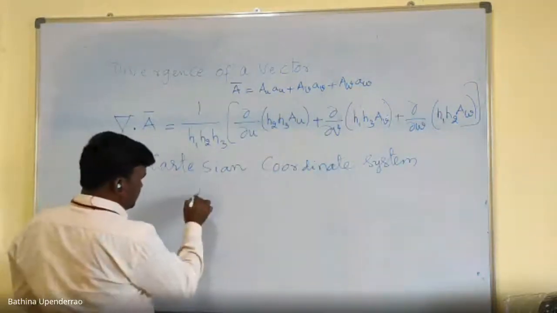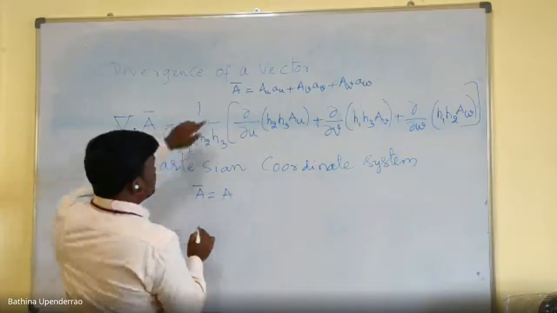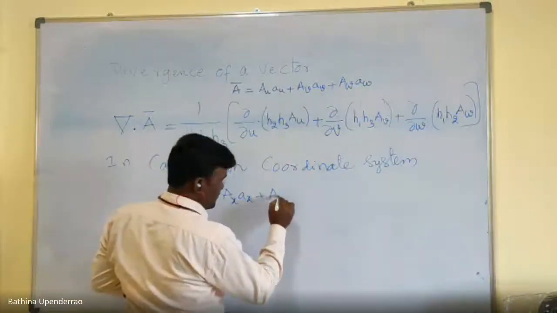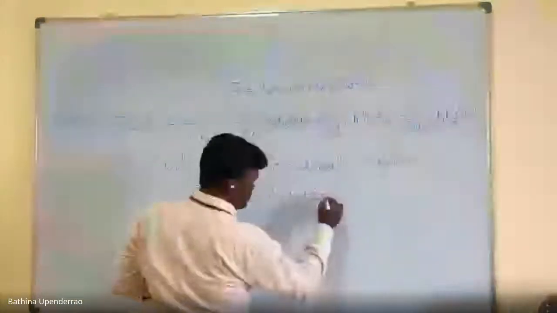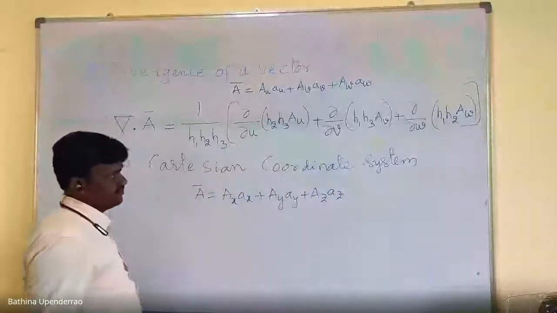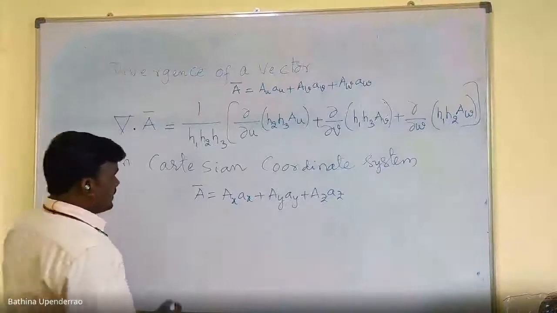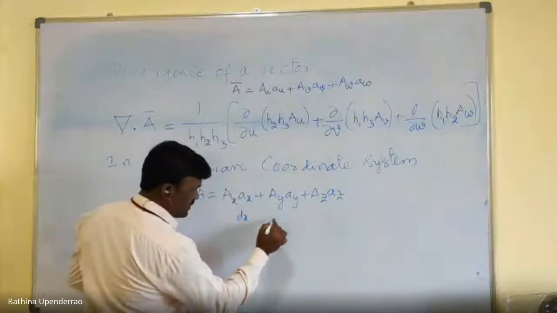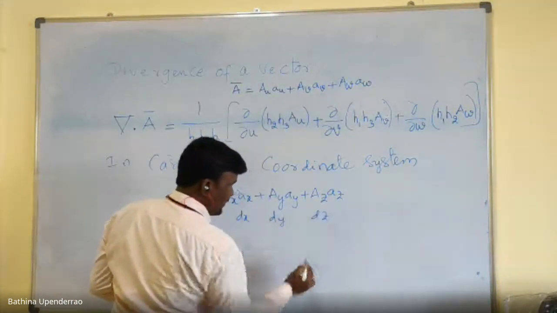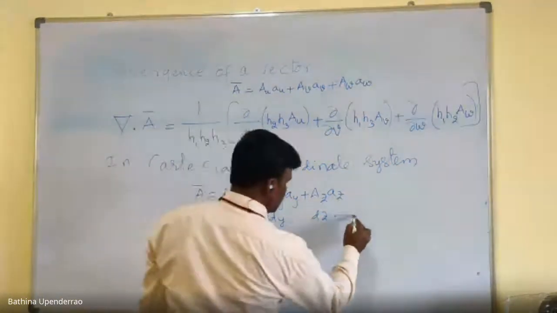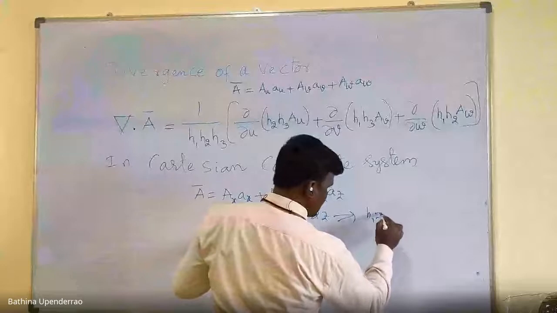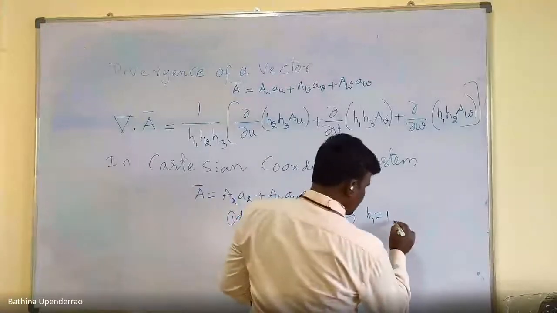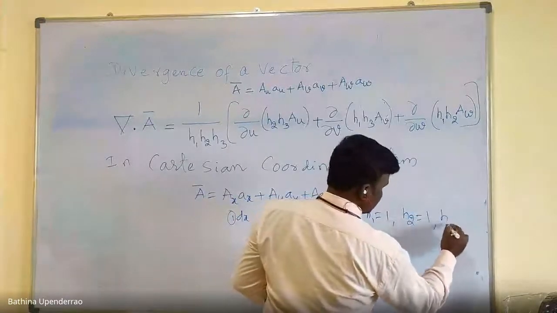In Cartesian coordinate system, vector representation is A bar equal to Ax a_x plus Ay a_y plus Az a_z, where u, v, w are replaced with x, y, z. Vector representation is like this. And what about the differential elements? Elements are x, y, z. Differential elements are dx, dy, dz. Hence the multiplication factor of dx can be taken as h1 equal to 1. Next, h2 is 1, and h3 is also 1.